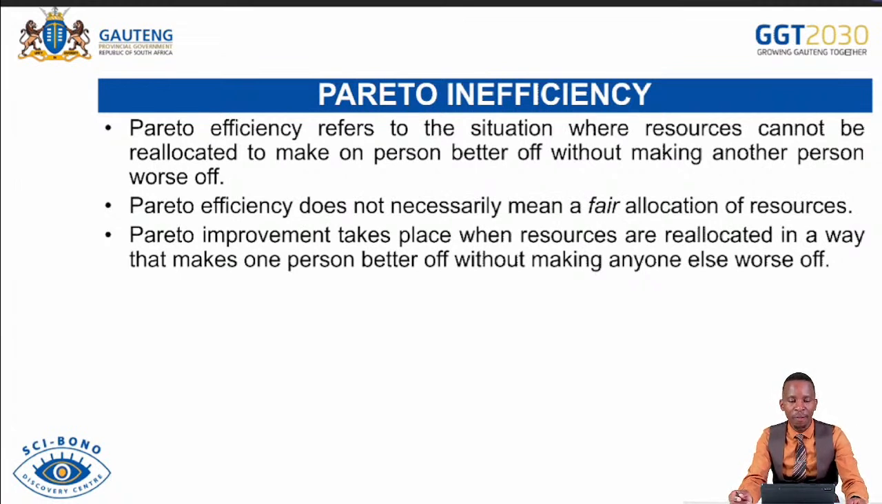And then Pareto efficiency does not necessarily mean a fair allocation of resources. Pareto improvement takes place when resources are reallocated in a way that makes one person better off without making anyone else worse off. So Pareto efficiency will always be achieved if one person is made better off without making someone worse off. But Pareto inefficiency prevails or occurs if it's impossible to make someone better off without making someone worse off.